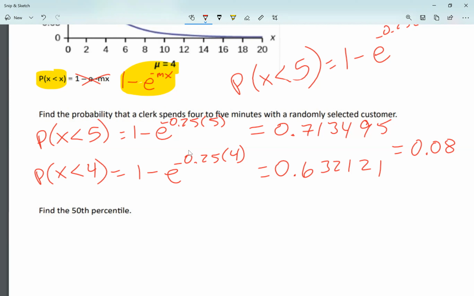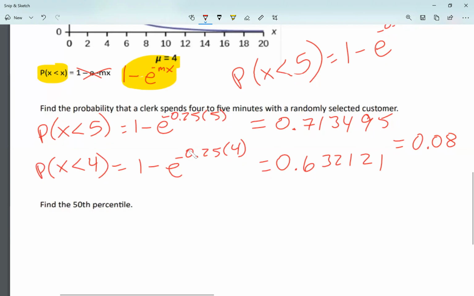So I can figure out the probability that the clerk spends between 5 and 7 minutes, right? Find the probability of 5 or less, find the probability of 7 or less, then subtract them, and that's going to be the probability that the clerk spends between 5 and 7 minutes. I can ask you any range, but at the same time, I can ask you for a percentile.